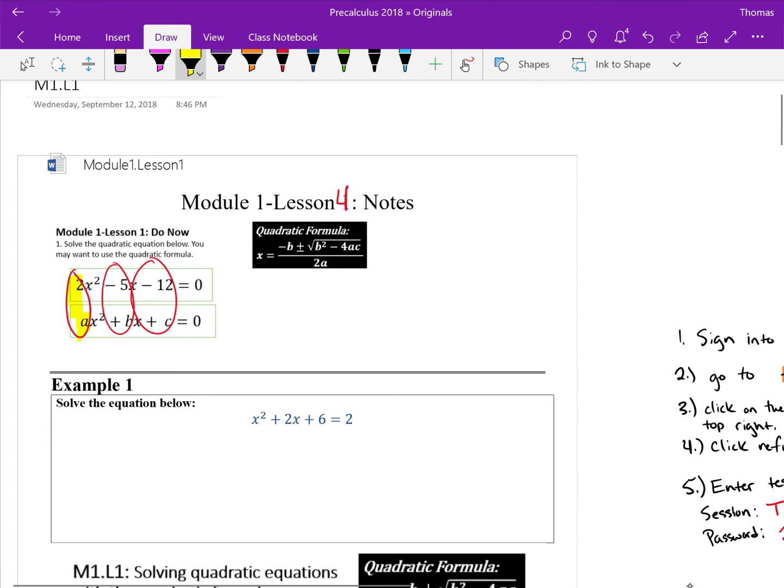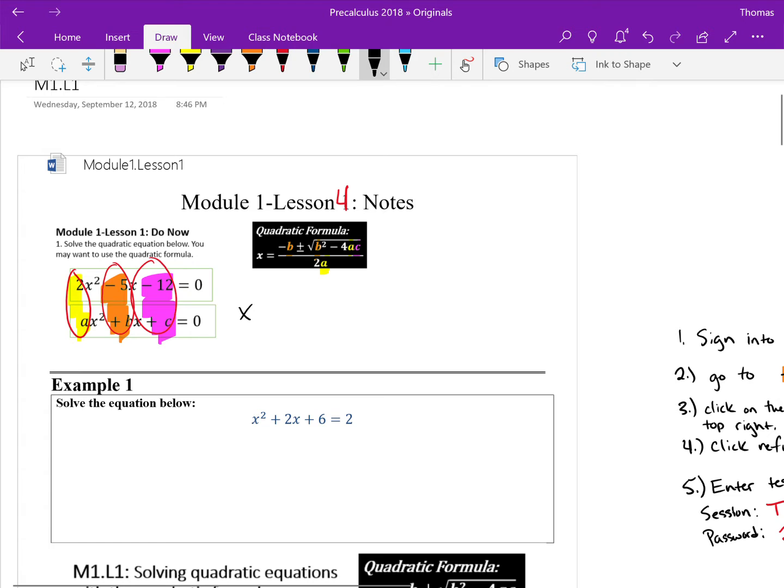First, we match up our coefficients, A, B, and C, and then our job after that is to plug them into our quadratic formula. So we see in our quadratic formula we have spaces for A, highlight those in yellow, spaces for B, highlight those in orange, and then spaces for C right there in pink. Cool. So we're just going to plug this in.